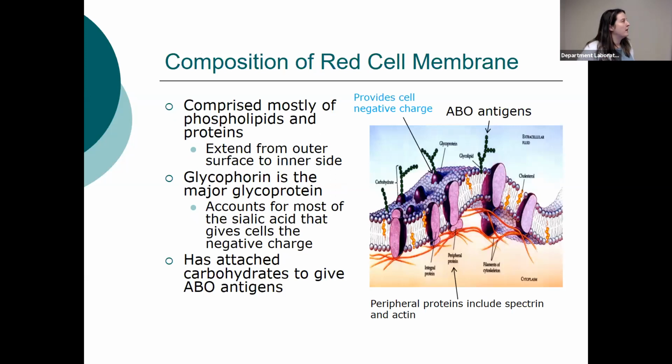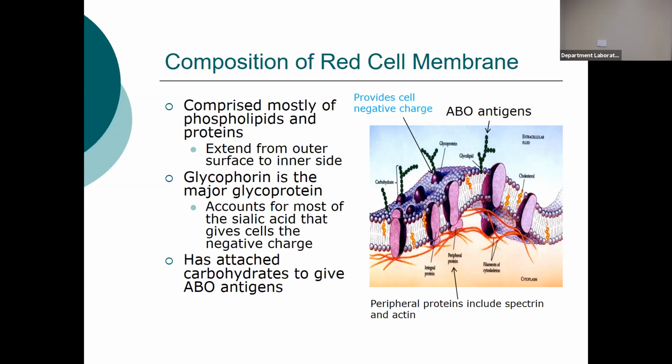So we talked a little bit about this in lecture 1. Remember that your red cell membrane is composed mostly of phospholipids and proteins, and glycophorin is the major glycoprotein that attaches to your ABO antigens. Your ABO antigens are a carbohydrate extending off of your protein. So here's your glycoprotein, and there's your carbohydrate. This is where your ABO antigen is located.